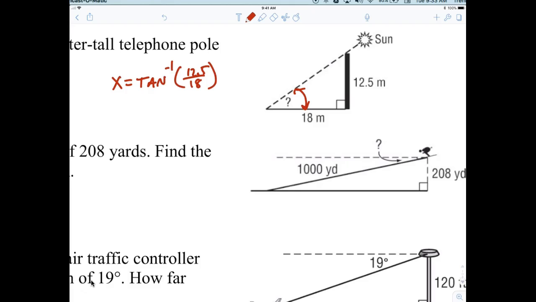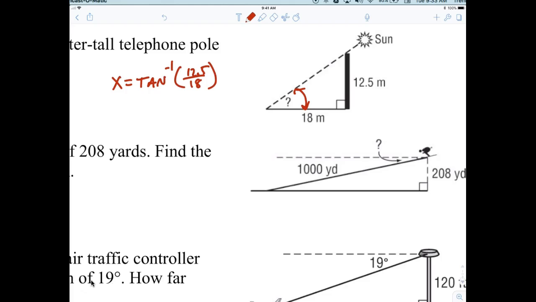What is the point of using the inverse of tangent and everything? To find the angle. Type it on your calculator so you can see what I mean. Do an inverse tangent of 12.5 over 18. So it gives you the what? The angle. It gives you the exact angle. If that's 12.5 and that's 18, that's the exact angle.